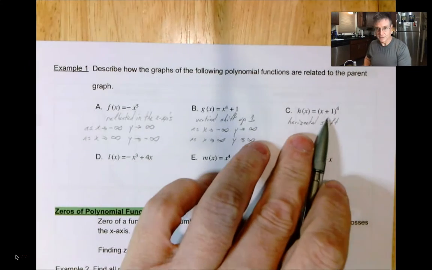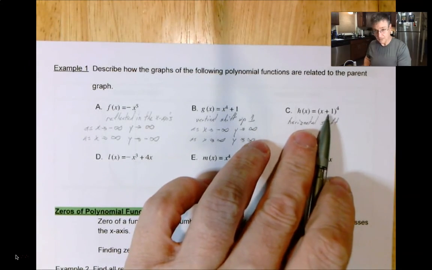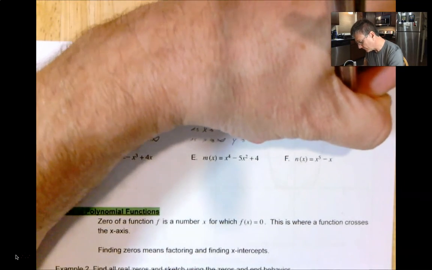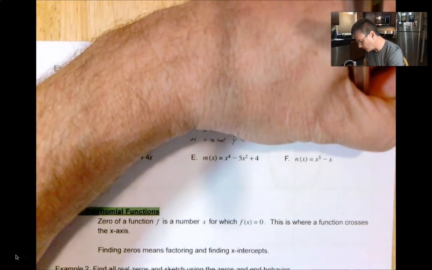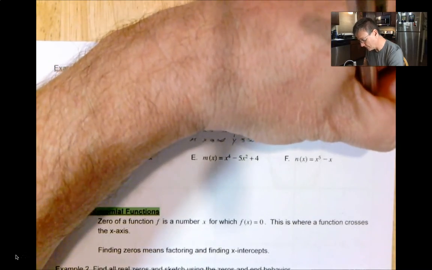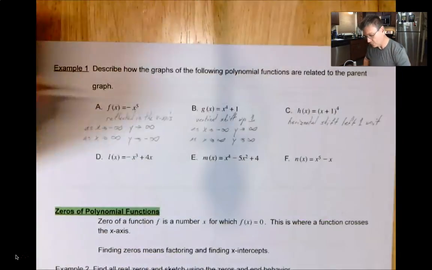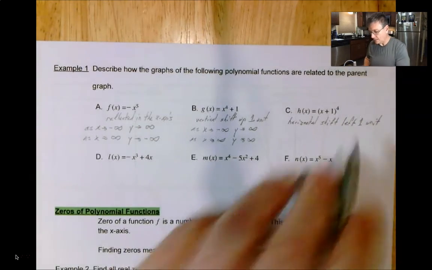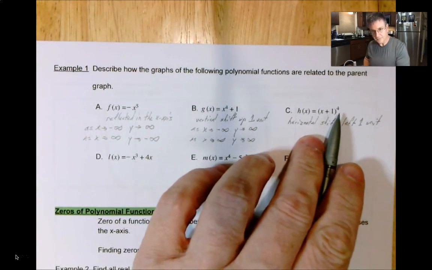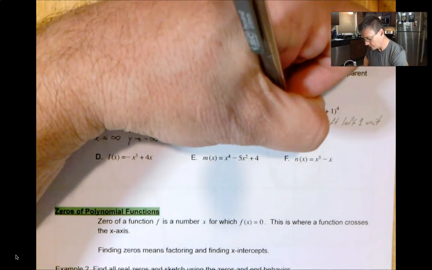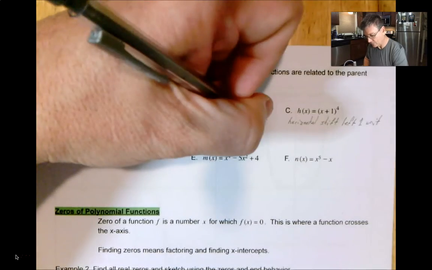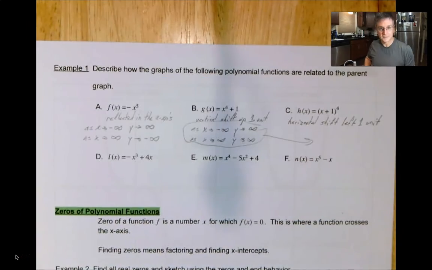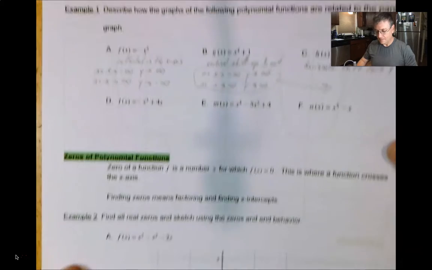Part C, here we have a horizontal shift. And horizontal shifts are counterintuitive, and this looks like it might go to the right, but it doesn't. It goes left 1 unit. Should put a unit here. And the end behavior, up left, up right. So I've just got to circle this instead of rewriting.